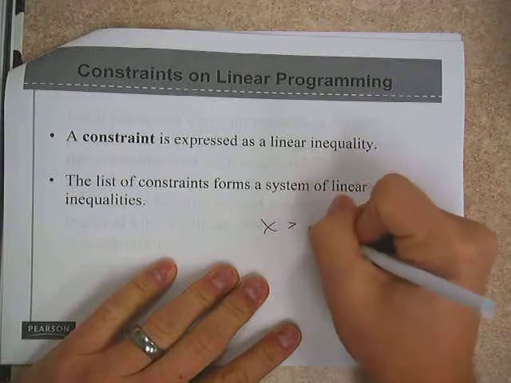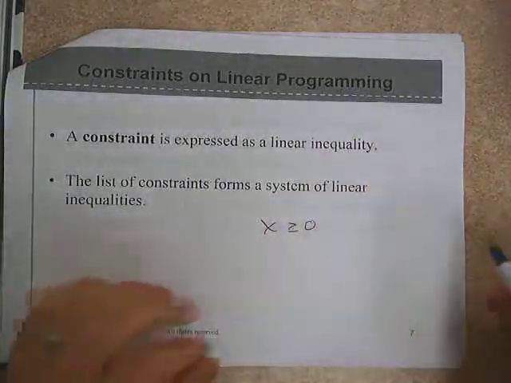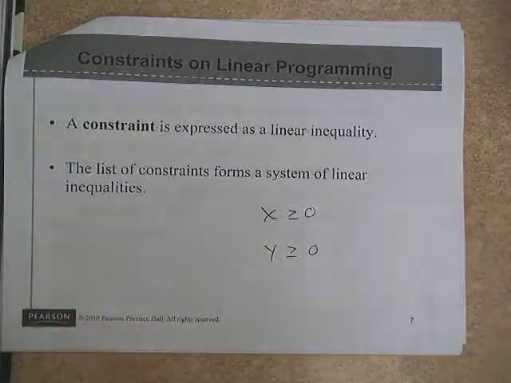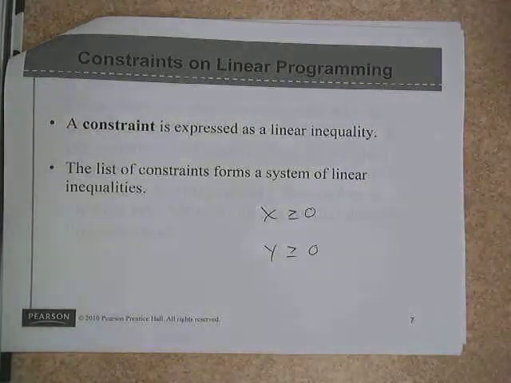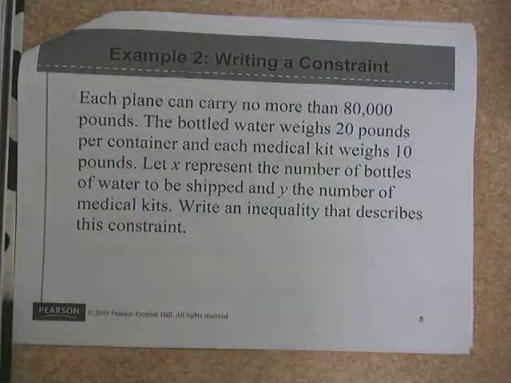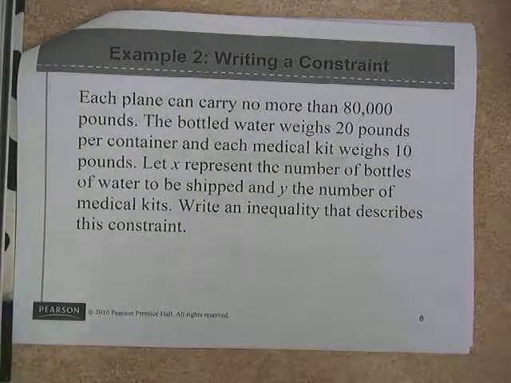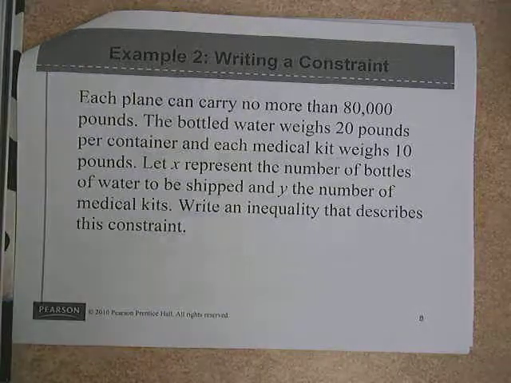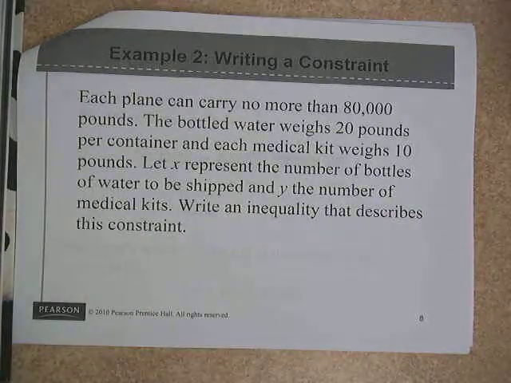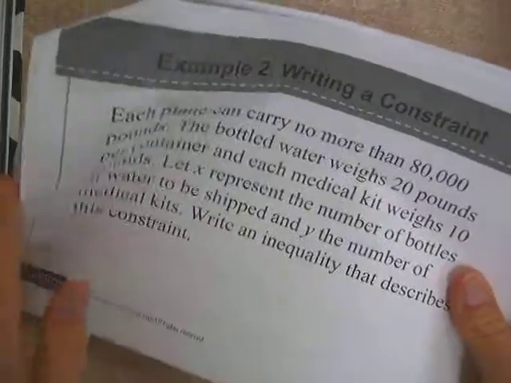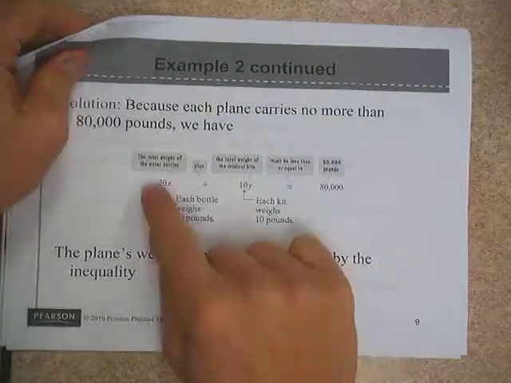In the case of bottled water, one constraint here would be x has to be greater than or equal to 0, because it doesn't make sense to have a negative amount of containers of bottled water, nor does it make sense to have a negative amount of medical kits. So we'd have those two as our constraints. Generally we're going to be given one or more other constraints. In this case, they tell us that each plane can carry no more than 80,000 pounds. The bottled water containers weigh 20 pounds, and the medical kits weigh 10 pounds. We want to write an inequality that describes this constraint. On the next slide, we'll see that inequality.